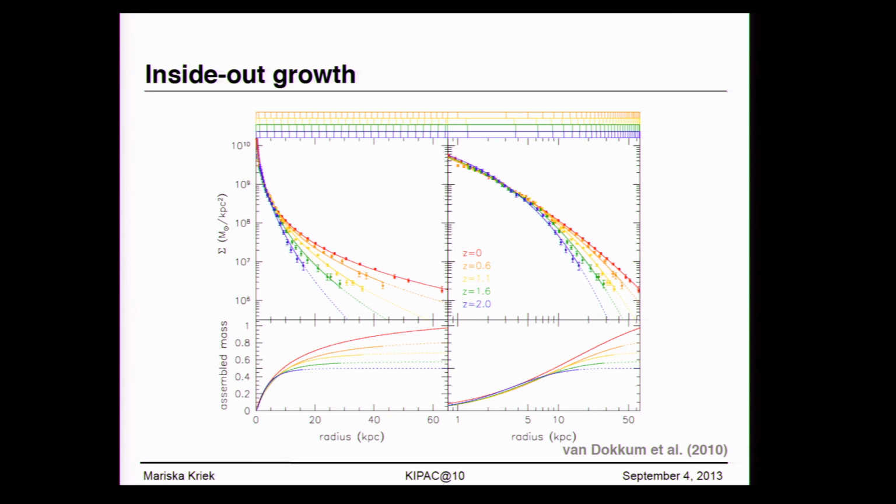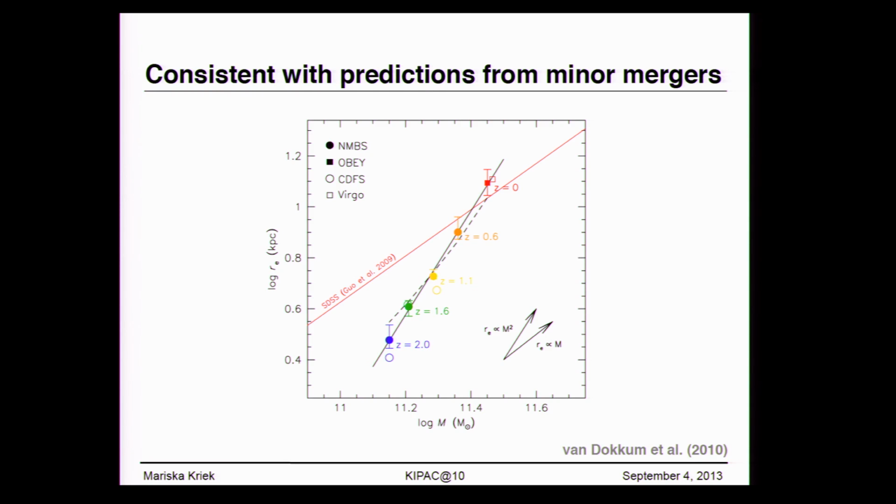So what is causing this growth? It's inside out. If you look at the evolution in both size, effective radius R_e, and mass, you find that it's going in this direction. And this is consistent with merging with smaller galaxies. If you have merging with bigger galaxies, so major merger, you would get this vector, where R goes proportional to m. But for minor mergers, R goes proportional to m squared. And you see that's the direction we're going. So these galaxies are probably building up by minor mergers.